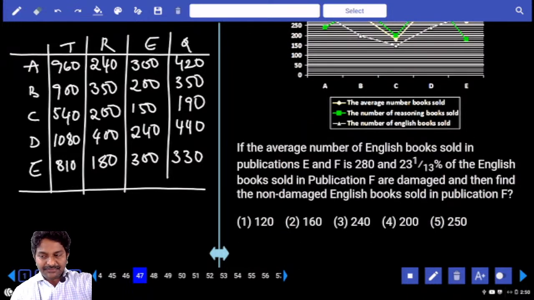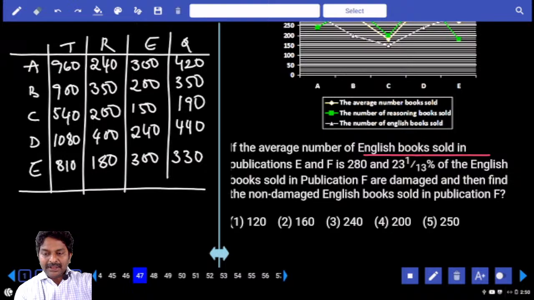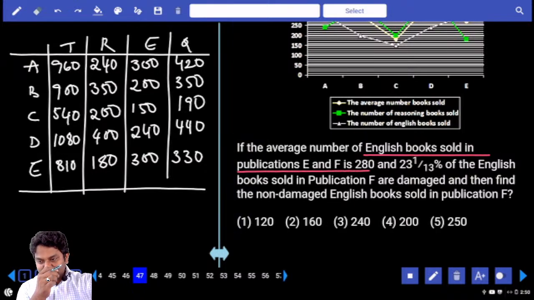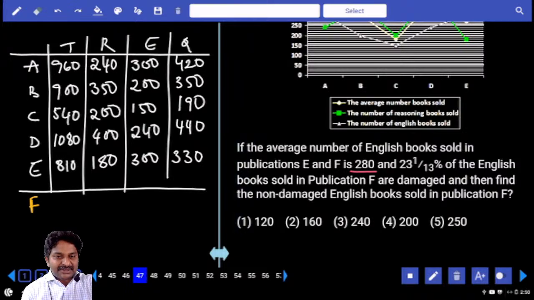The average number of English books sold in publications E and F is 280. Now they are talking about one more publication F. Average English books are 280, then sum is equal to 560. Then 260 will be in F because 300 are in E.